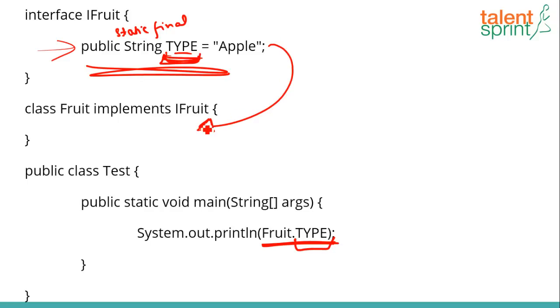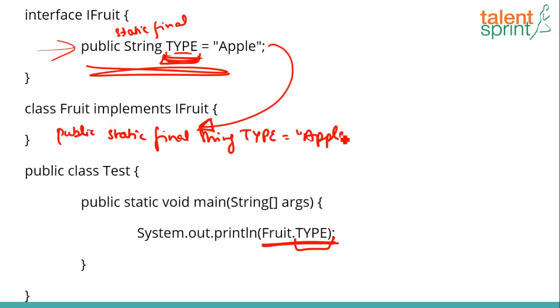So when it is inherited in this class, again it is public static final String type equals apple. Okay, and that is why, since this is static, we did not need an object of the class fruit to print the type. You can directly call all static data members of the class by using the class name. So we use class name dot variable name, that is fruit.type, and when you use this line, it will print apple on the screen. All right.